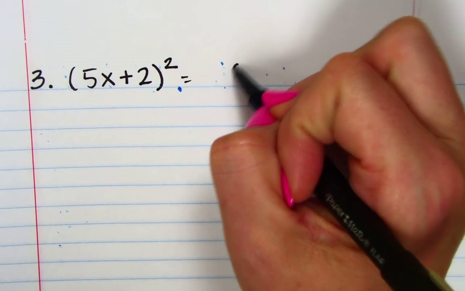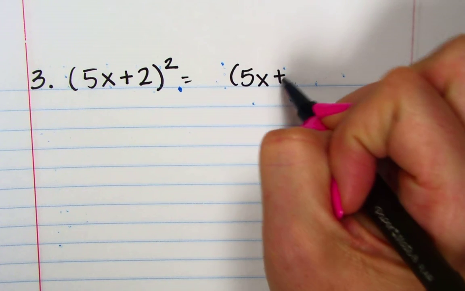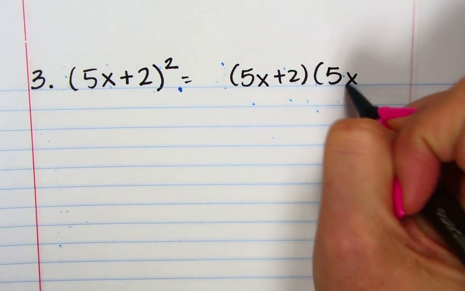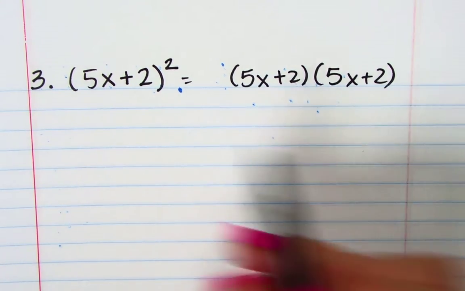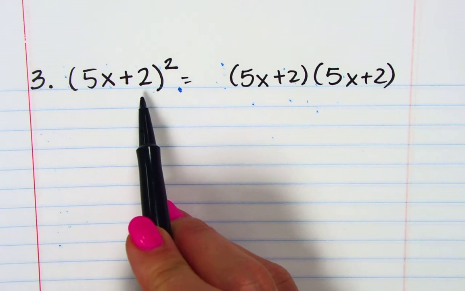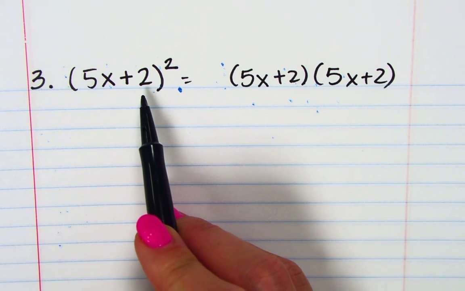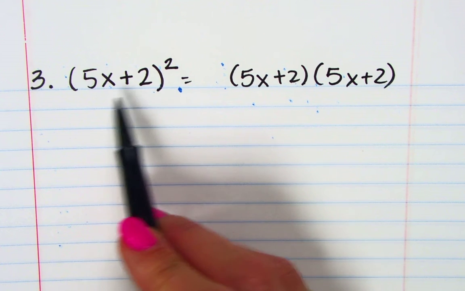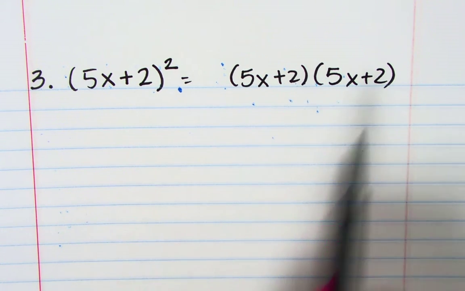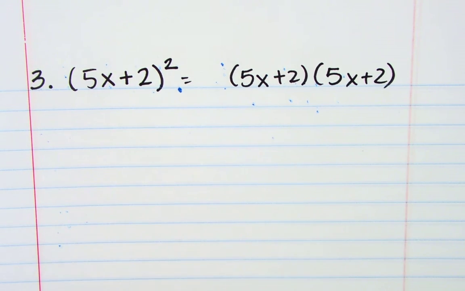Times itself. So really this is 5x plus 2 times 5x plus 2, okay? Some people will say it's 25x squared plus 4, okay? But we know with FOIL there needs to be 4 terms, not just 2 terms. You need to do the FOIL here. Okay, so I'm going to give you a couple minutes to do this one on your own, okay?